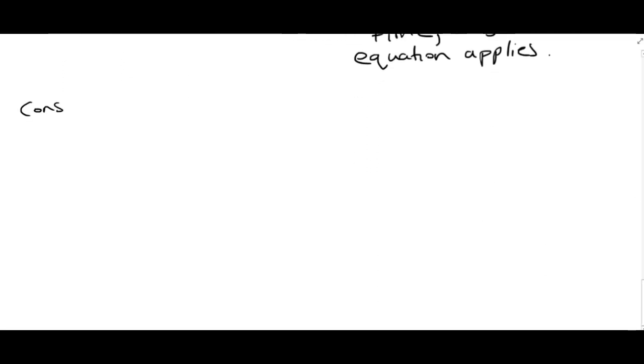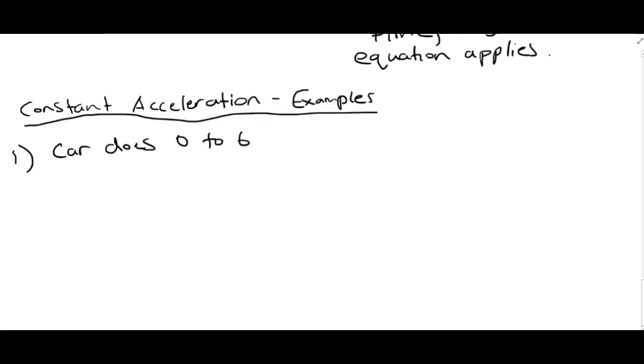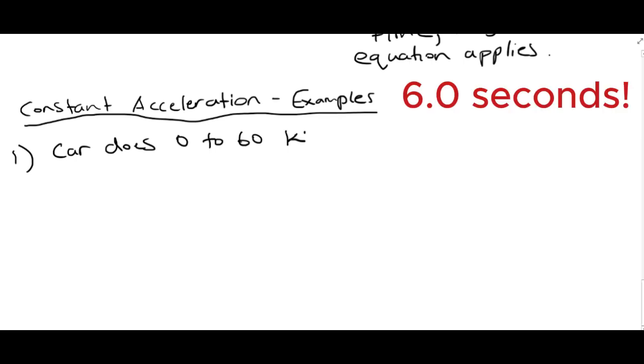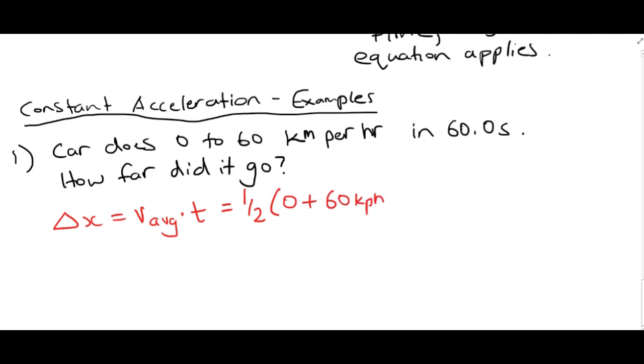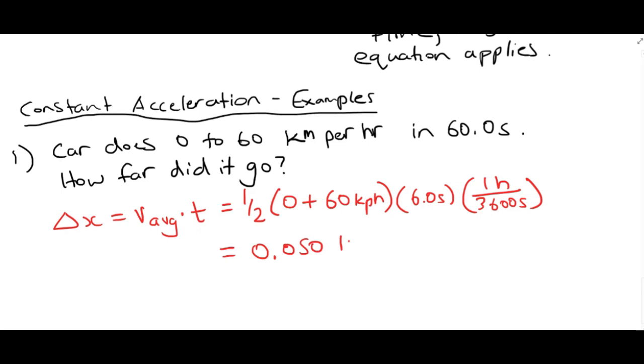Now let's take a look at an example of constant acceleration. Example number 1 says that a car goes from 0 to 60 kilometers per hour in 6.0 seconds, and we are asked to find how far it went in that time. We can use the formula delta x is equal to the average velocity times time, which is equal to half of the initial velocity, which is 0, plus the final velocity, which is 60 kilometers per hour, multiplied by 6.0 s, and then we can use the unit conversion of 1 hour divided by 3,600 seconds to get 0.05 kilometers.